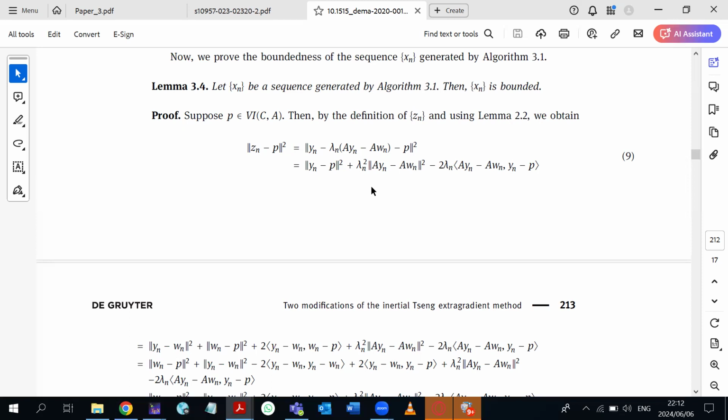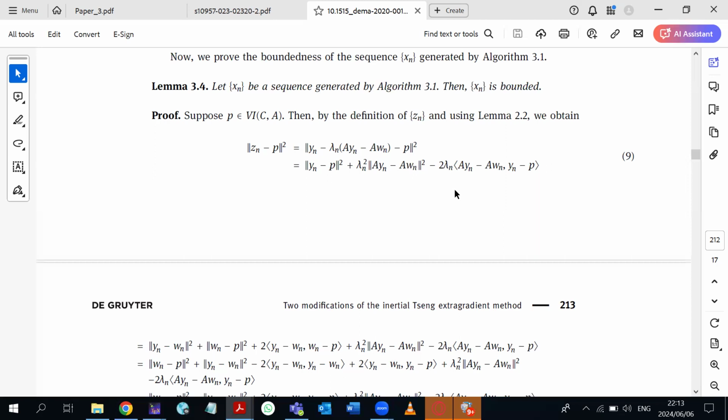Okay, Zn minus P, there they gave the definition of Zn, which is Yn minus lambda n into Ayn minus AWN, then minus P. Then they broke that into two separate things: Yn minus P, then minus lambda n into Ayn minus AWN. So using lemma 2.2, they got the next line there.